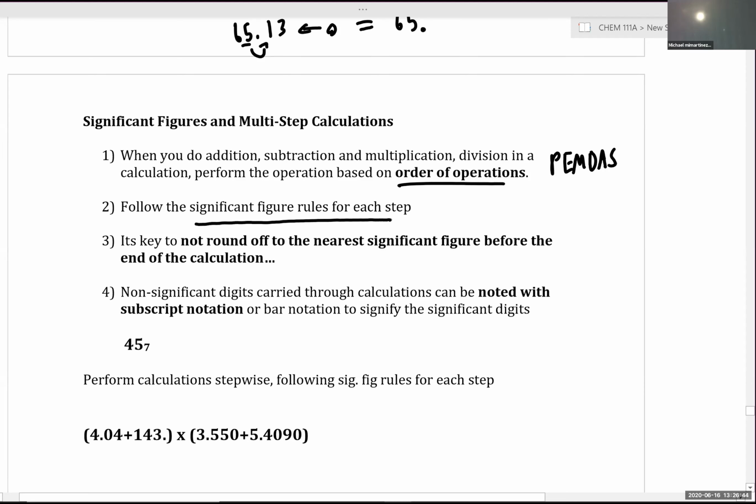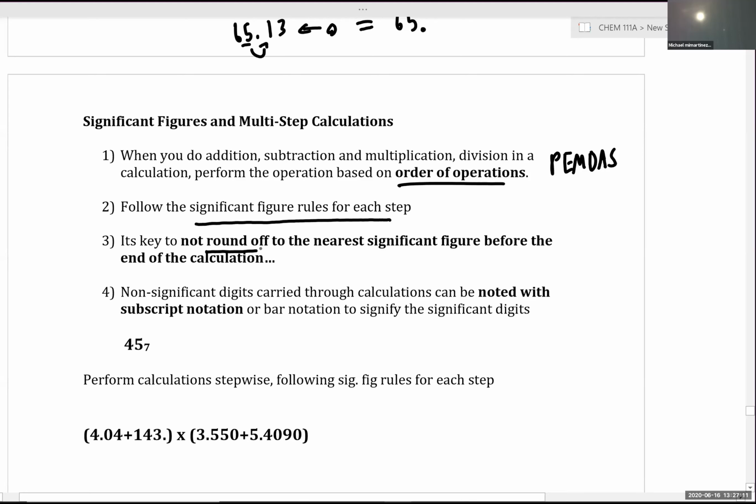Now, it's really important, especially when doing multi-step calculations, that you don't round off at the end of each step. You want to carry through all of your digits and then round only at the end of the calculation. You only round once you're completely done with your entire set of calculations. That's to minimize rounding error.